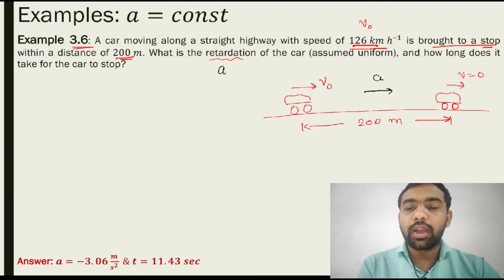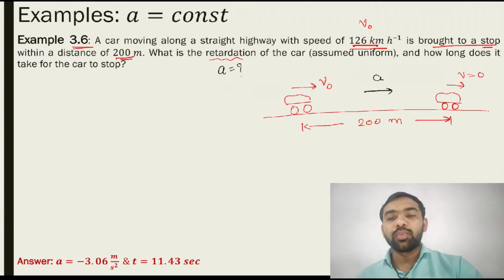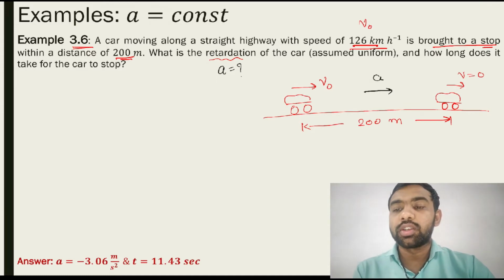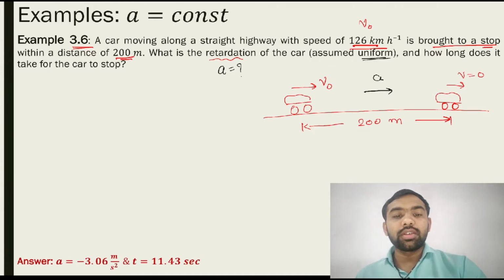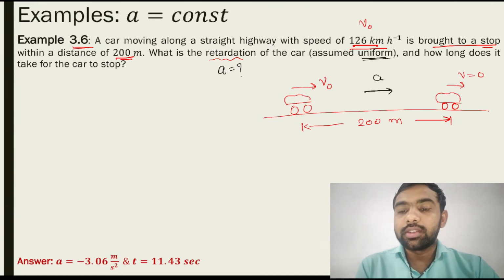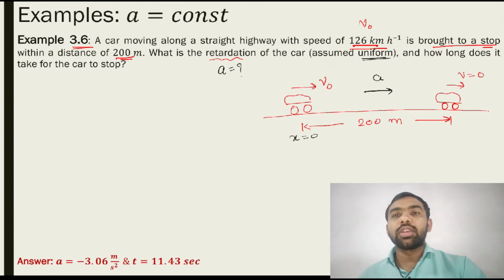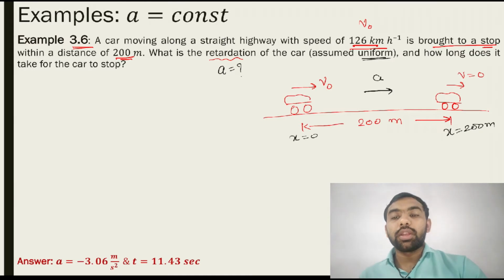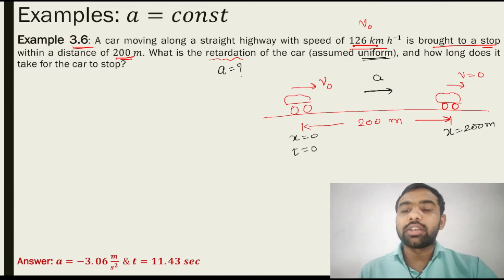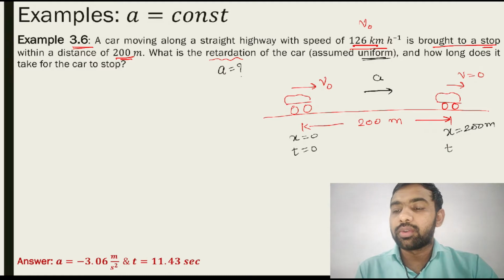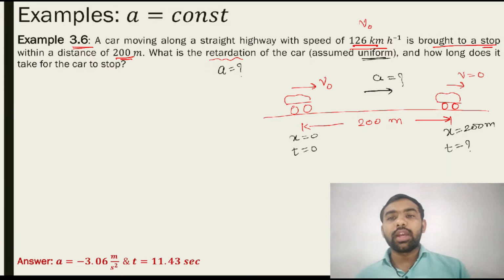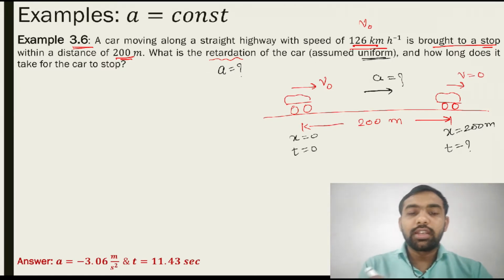So we have to find out a. Assume it's uniform, a is constant. Uniform means constant. And how long does it take the car to stop? That means time. Let's consider x is equal to 0 at the start, and then x is equal to 200 meter. Consider this starts at t is equal to 0. So we have to find out t is equal to what, and second, a is equal to what. We have to find this data. Okay, let's write the solution.